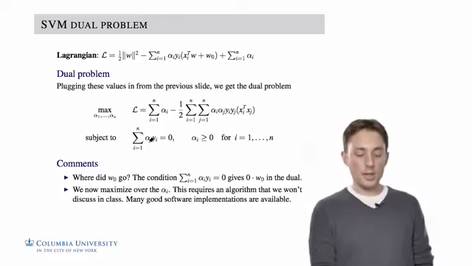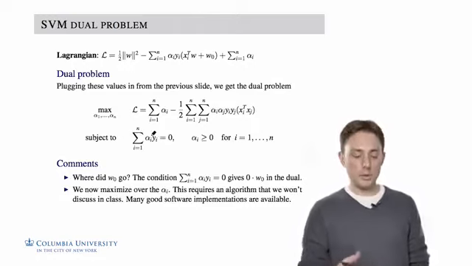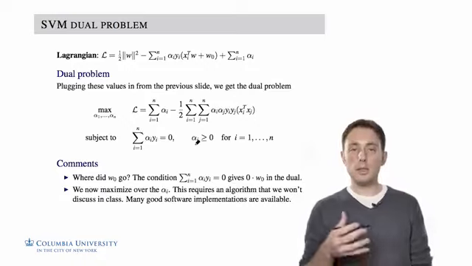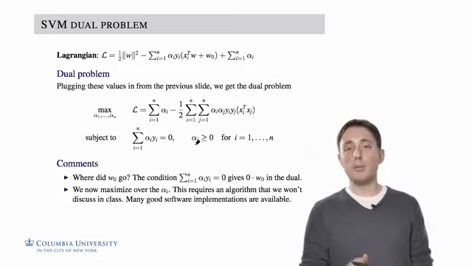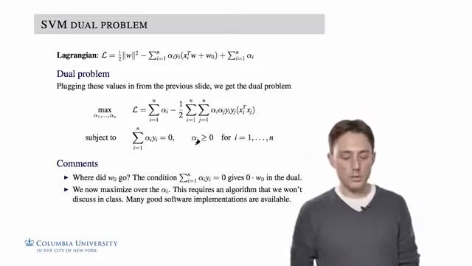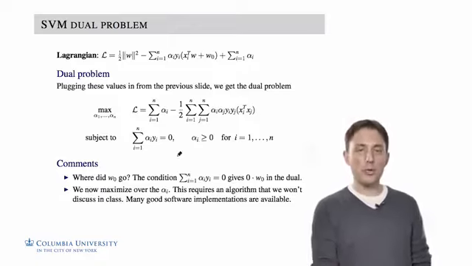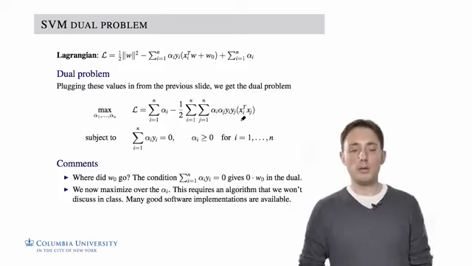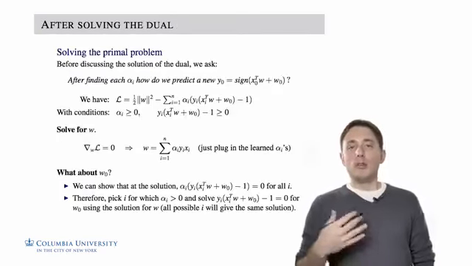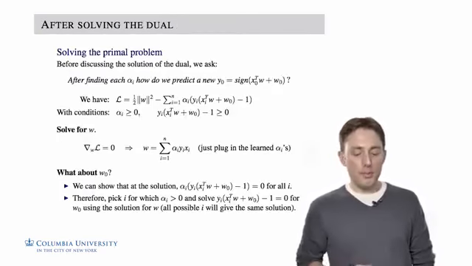Subject to the additional constraints that the sum of alpha i, yi has to equal 0, plus the constraint that these alpha i's all have to be positive or equal to 0. So now I have this dual problem, something that I can maximize over alpha. Maximizing that thing over alpha is still a non-trivial problem.